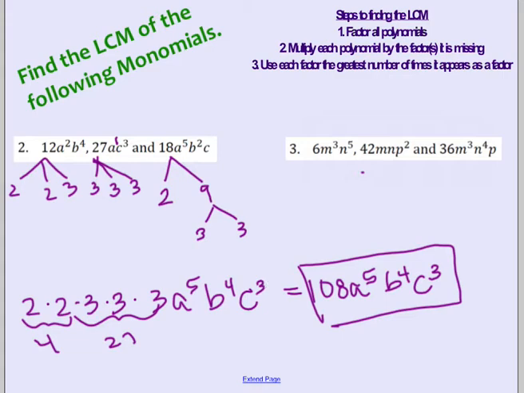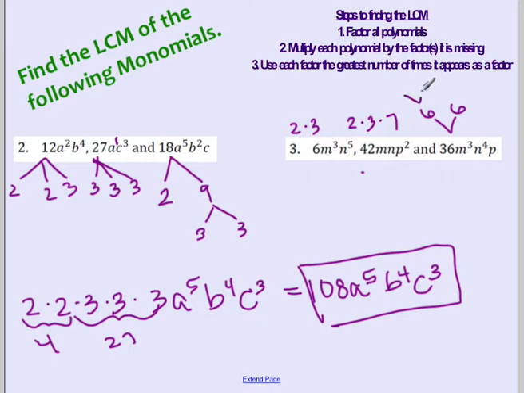Same idea. I'm going to go ahead and break each one apart. I know that 6 is 2 times 3, and 42, well, it's going to be 2 times 21, and 21 will break down into 3 times 7. And then 36 is, well, we could do 6 times 6, or I could break it down, it's divisible by 3. So I'm going to do 6 times 6.